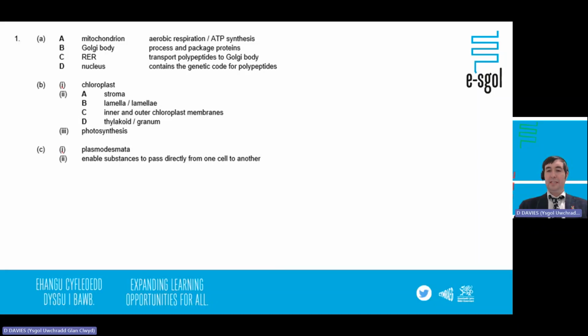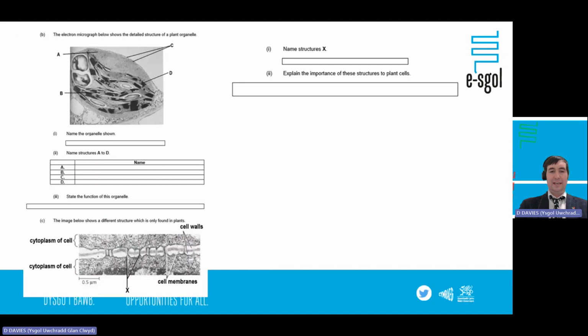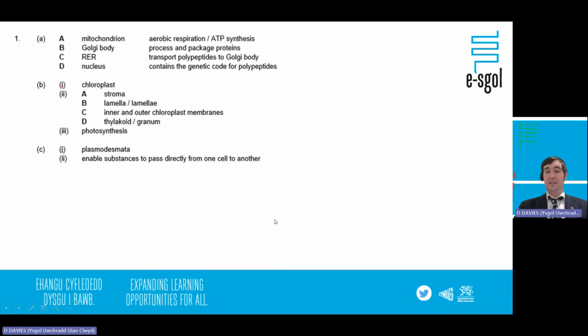Plasmodesmata. If I go back to that, these are the little holes in between cells, aren't they? The little gaps. So that is the plasmodesmata, and any hole allows the entrance or exit of a substance, doesn't it? So plasmodesmata would be the answer to that one.